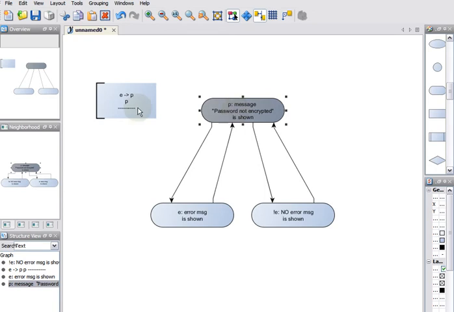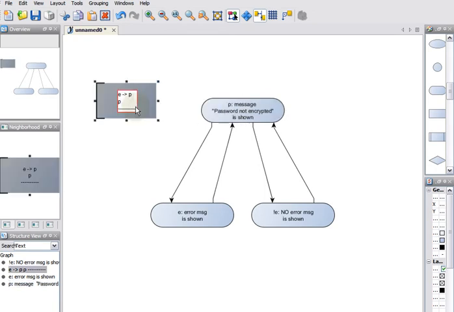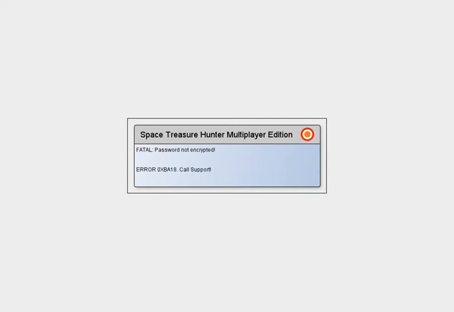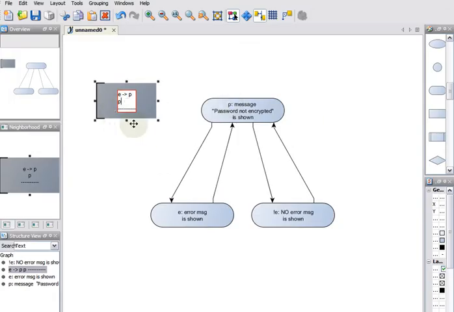We know that the password unencrypted message is shown as well, and the inference is via modus ponens. Actually, it's the other way around. All right, there we go. That's the way. And the other one was also correct, but it just needed some tweaking. So via modus ponens, I know that this is the case.